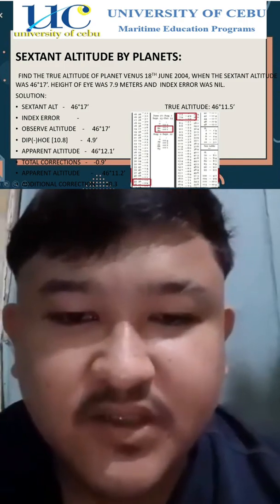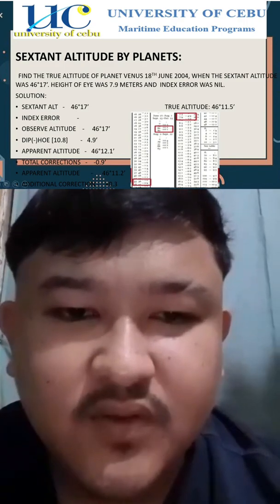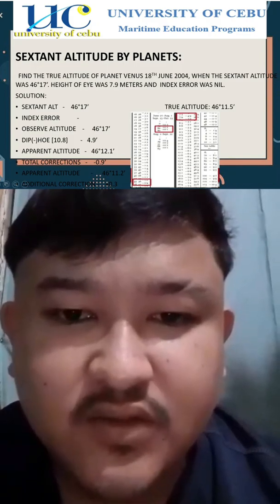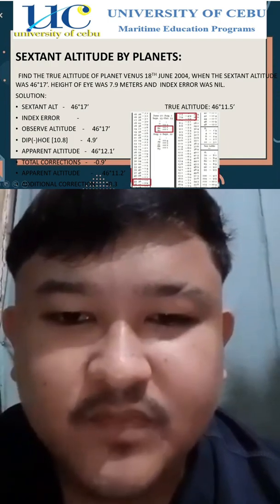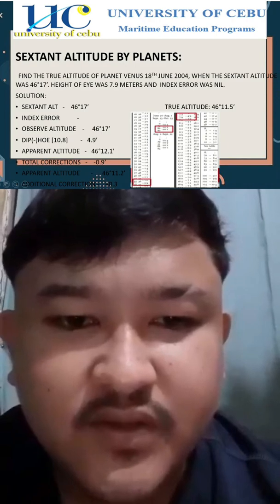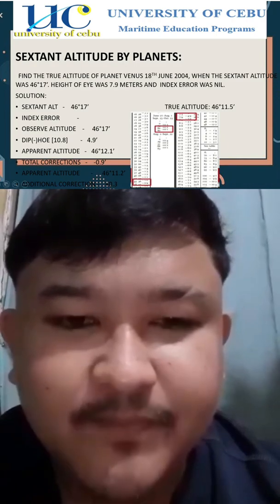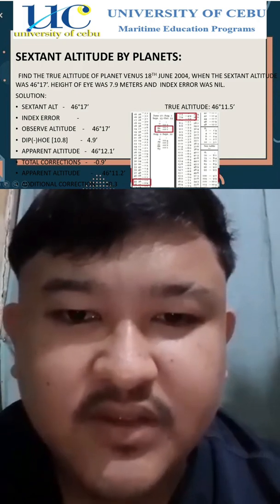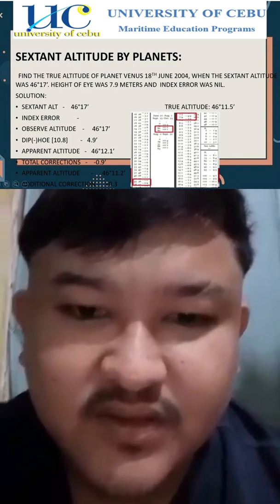Thank you, sir. I'm here to tackle the sextant altitude by planets. Find the true altitude of the planet Venus on 18th June 2004, when the sextant altitude was 46 degrees 17 minutes, height of eye was 7.9 meters, and index error was nil. As you can see in the picture below is the solution.